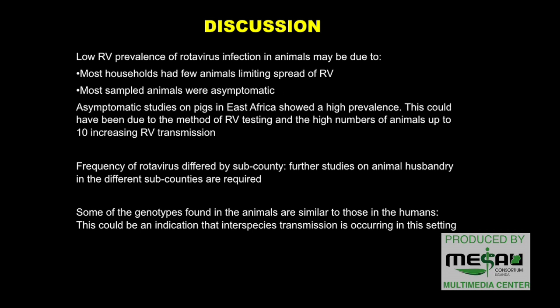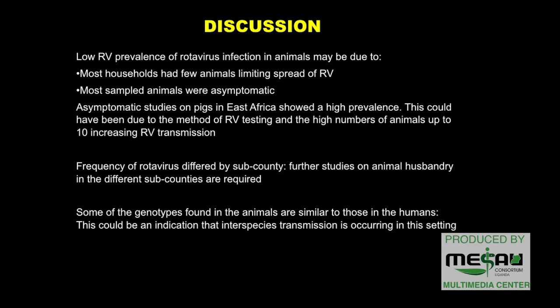Although some studies in East Africa that studied asymptomatic pigs found a high prevalence of rotavirus infection, the difference between their results and our results may be explained by the fact that in those studies they had a high number of pigs, up to 10 animals. So maybe that's what increased the rotavirus transmission. They also used different methods of testing. We used ELISA, they used PCR, so maybe that's why they were able to pick up more positivity.